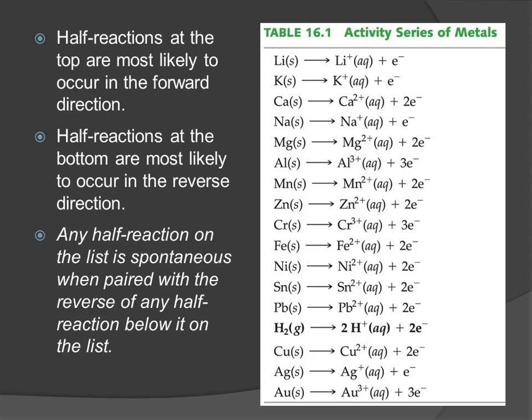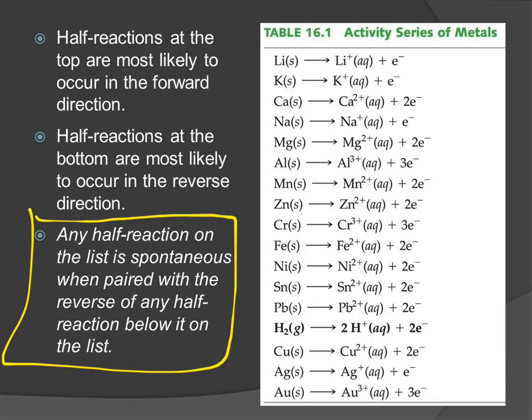There would have to be an accompanying reduction to occur. So the half reactions at the top are the most likely to occur in the forward direction. The reactions at the bottom are most likely to occur if you flip them around. So if you go from gold 3 ion to gold metal, that's likely to occur if it's coupled with something above it. So this is an important thing right here. Any half reaction on the list is spontaneous when paired with the reverse of any reaction that's below it.